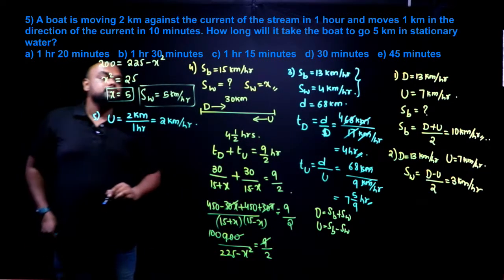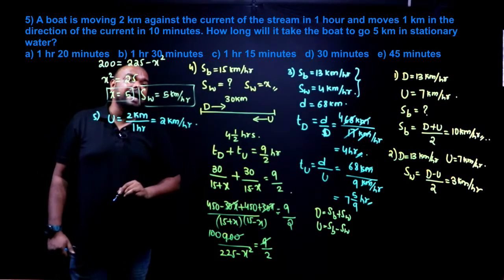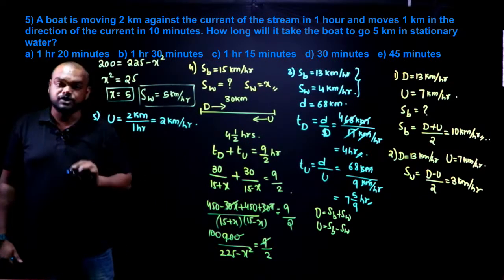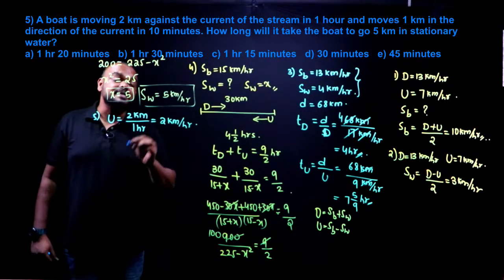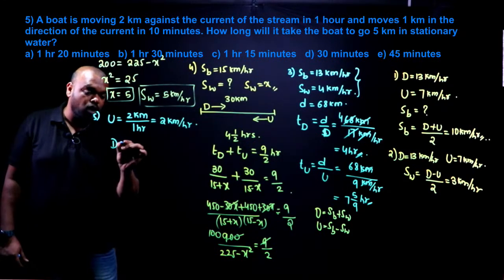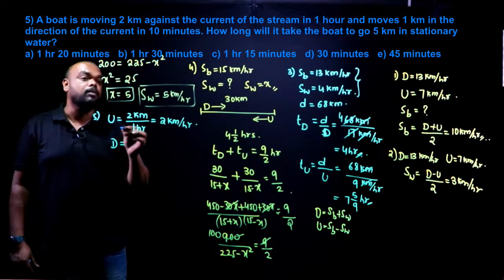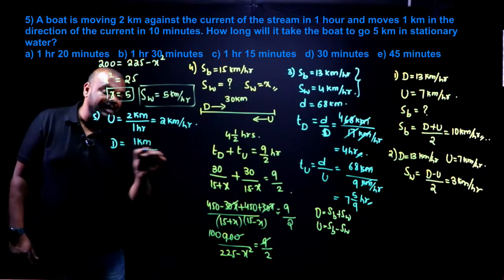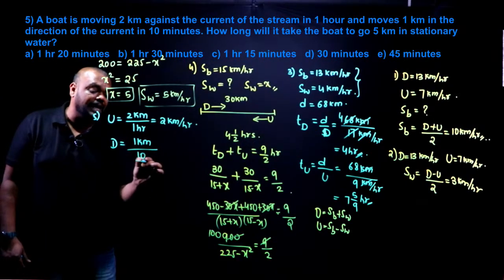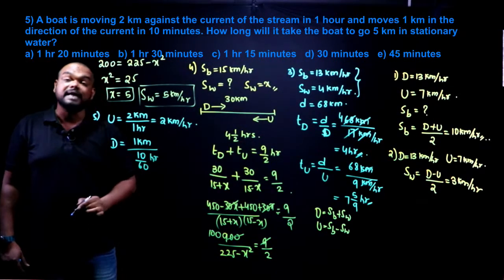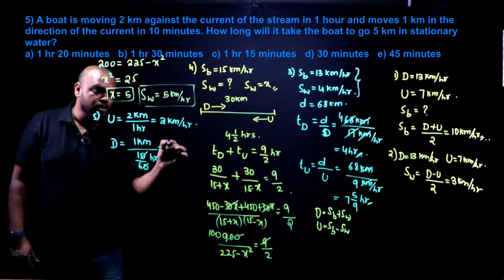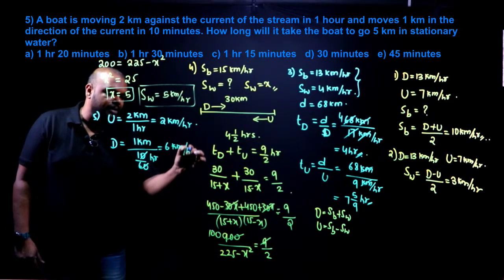Second point. And moves 1 kilometer in direction of the current. Same direction of the current means downstream. So again, he is telling that distance covered in downstream is 1 kilometer in time 10 minutes. We can calculate downstream speed. How? Distance by time taken. Distance is 1 kilometer, divided by time taken, 10 minutes. 10 minutes converted into hours becomes 10/60 hours. 6 goes to the numerator. 6 into 1, 6. So we will get 6 kilometers per hour, that is downstream.